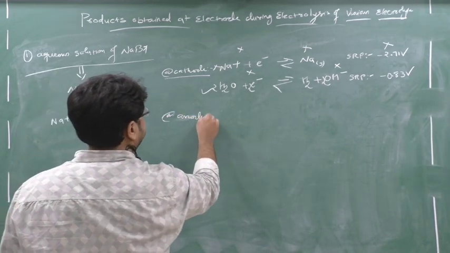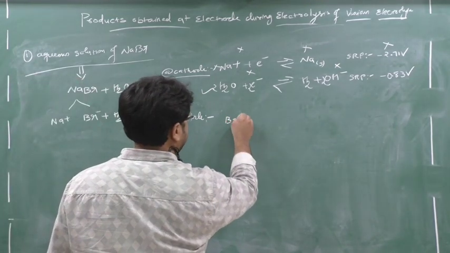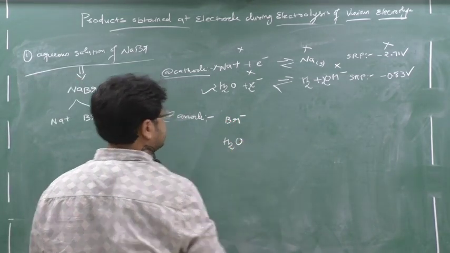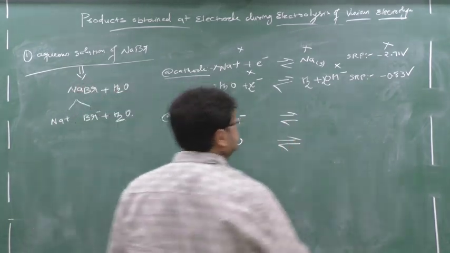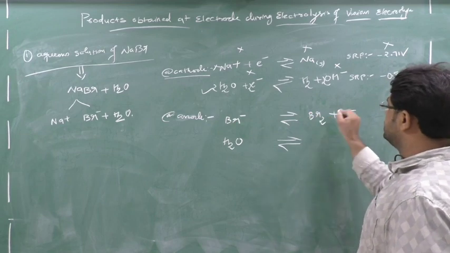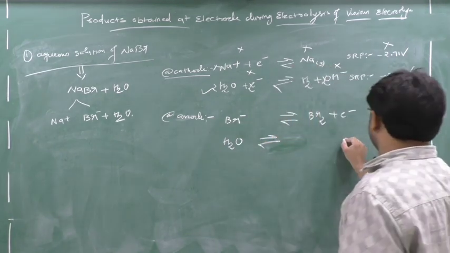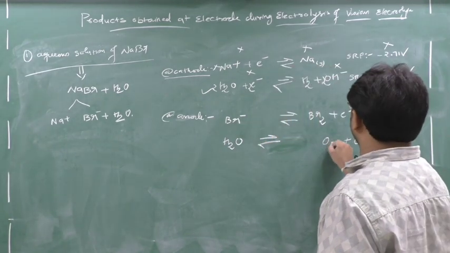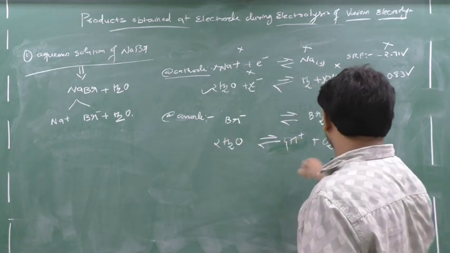At anode, we will see what comes. Br minus will come. Similarly, water can also come. Yes or no? And at anode what occurs? At anode oxidation occurs. Oxidation means loss of electron, and here Br2 will be formed. Clear? Similarly, for water oxidation reaction, here electron, here O2, here H plus. Balance the reaction.